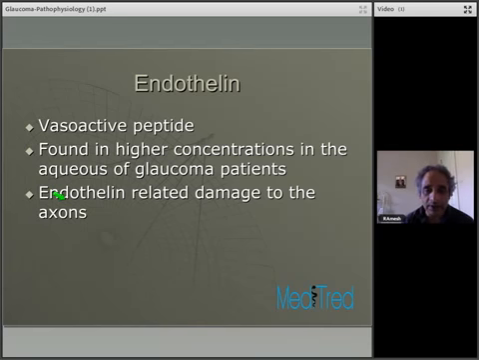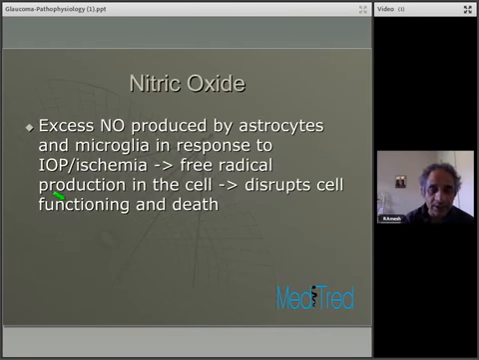Endothelin is related to the damage to the axons, and there's a lot more research that needs to be done in this regard. And then lastly, nitric oxide. There's a lot of literature that's published, but none of these have any practical implications at this point, remember.